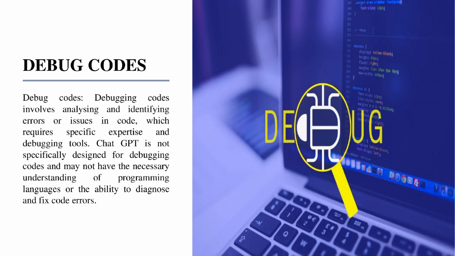Debug codes. Debugging codes involves analyzing and identifying errors or issues in code, which requires specific expertise and debugging tools. ChatGPT is not specifically designed for debugging codes and may not have the necessary understanding of programming languages or the ability to diagnose and fix code errors.